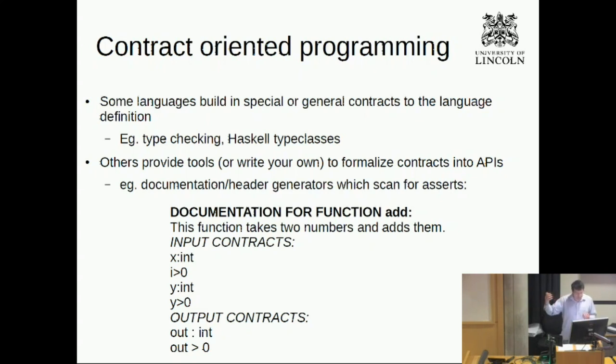If there's a breach of an input contract, it's the caller's problem. If it's a breach of an output contract, it's the implementer's problem. You can use this in your team working, but also with your own code, just to keep track of which function is responsible for what, rather than which person is responsible for what.